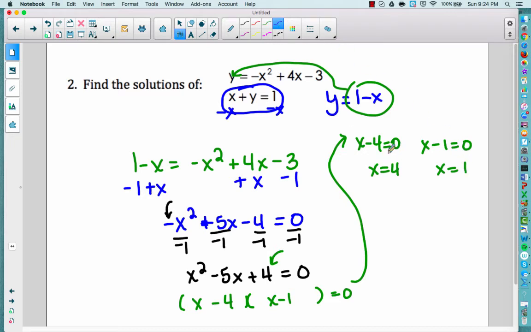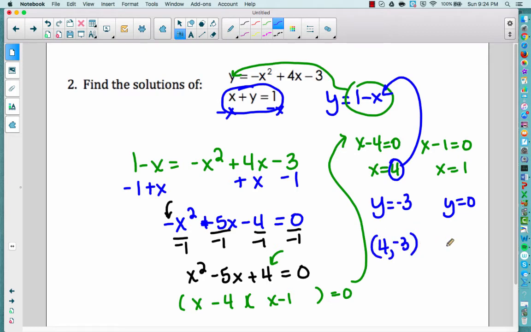Don't want to forget, we plug that value back in to find the corresponding value of y. That's the easiest place. So 1 minus 4 gives me negative 3, and then 1 minus 1 gives me 0. So this parabola and this line, they intersect in two distinct points, 4, negative 3, and 1, 0. So hopefully you got that right.